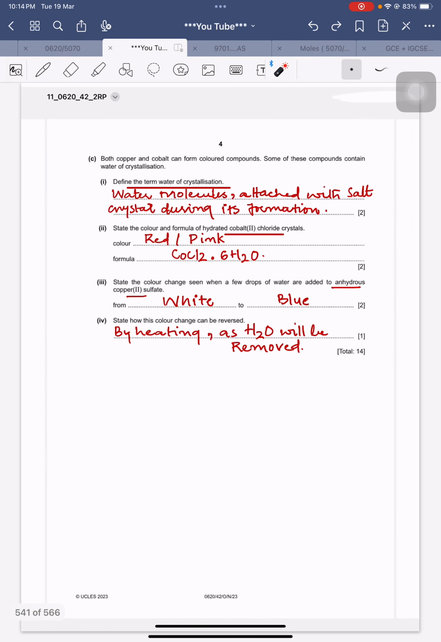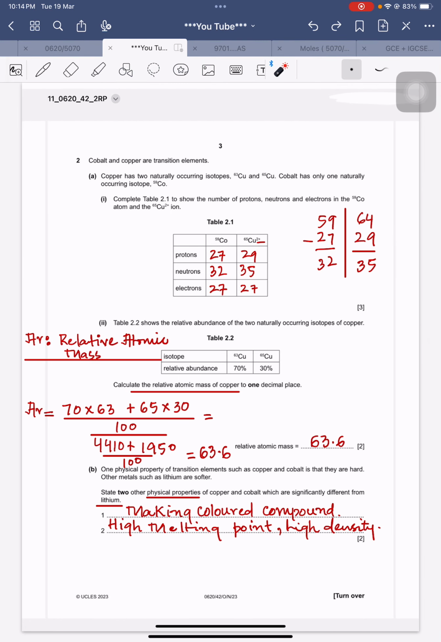Okay. Now I am on the next question, and that is related to cobalt and copper. Cobalt and copper are the transition block elements. Copper has 2 naturally occurring isotopes, copper 63 and copper 65. Cobalt has 1 naturally occurring isotope, that is cobalt 59. And this is the table here. They are asking that we have to write the protons, electrons and neutrons. Protons are given in the periodic table: 27 for cobalt, 29 for copper. Neutrons we have just subtracted: 59 minus 27, and 65. I should write here 65.